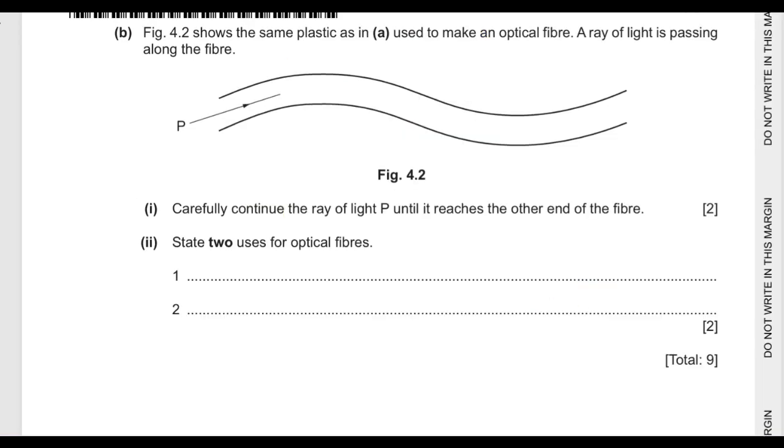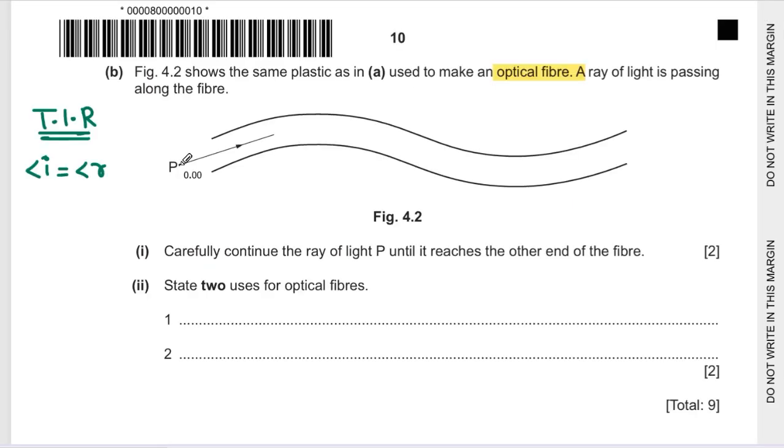B part says figure 4.2 shows the same plastic as in part A used to make an optical fiber. A ray of light is passing along the fiber. Carefully continue the ray of light P until it reaches the other end of the fiber. So this is a ray of light which is entering into the fiber and it will undergo total internal reflection, in which angle of incidence is equal to angle of reflection.